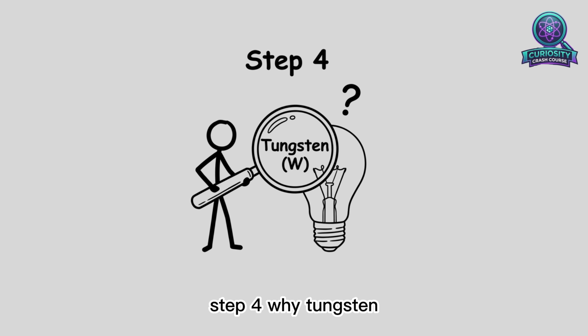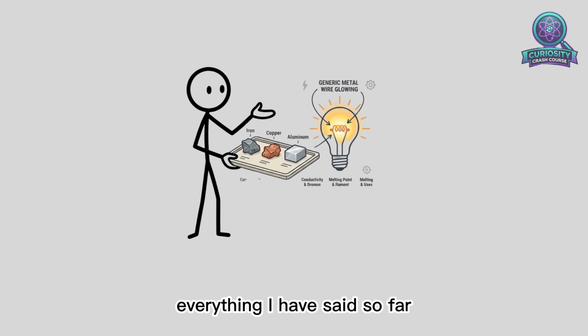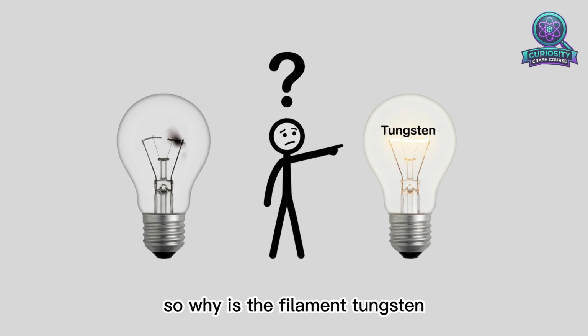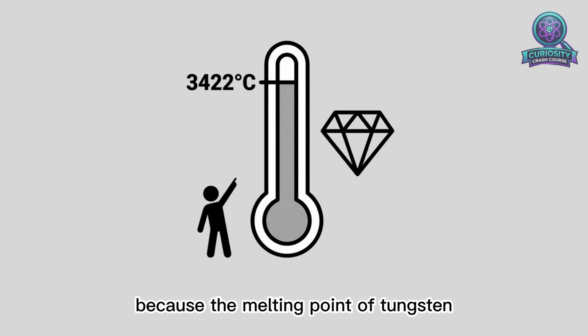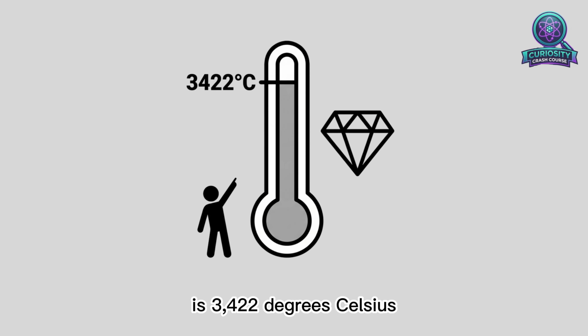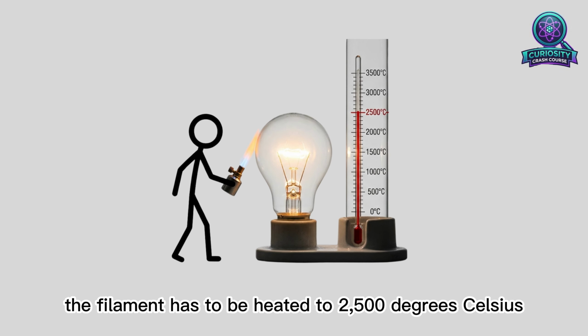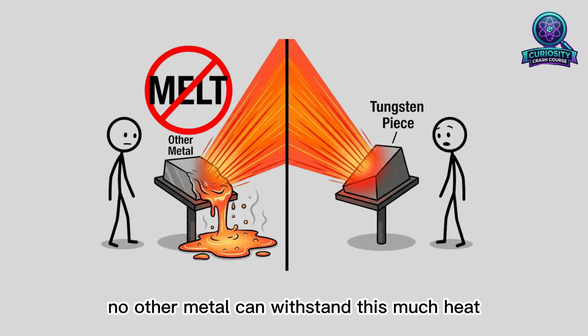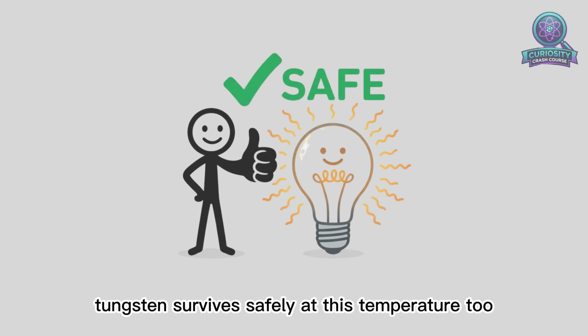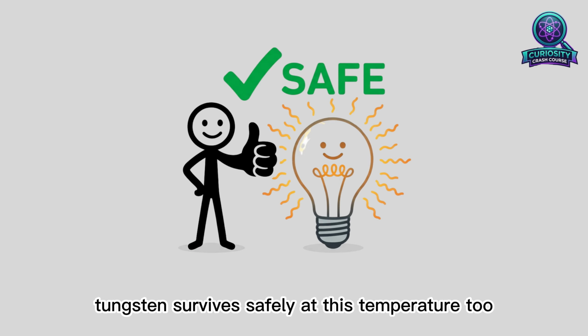Step 4. Why tungsten? Everything I have said so far can be done with any metal. So why is the filament tungsten? Because the melting point of tungsten is 3,422 degrees Celsius. The filament has to be heated to 2,500 degrees Celsius. No other metal can withstand this much heat. It will melt. Tungsten survives safely at this temperature too.